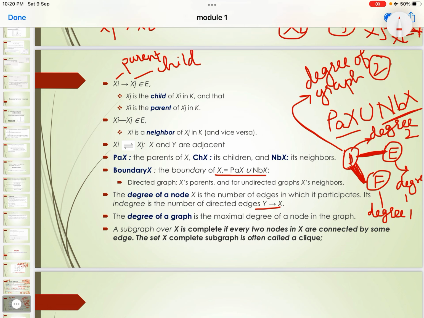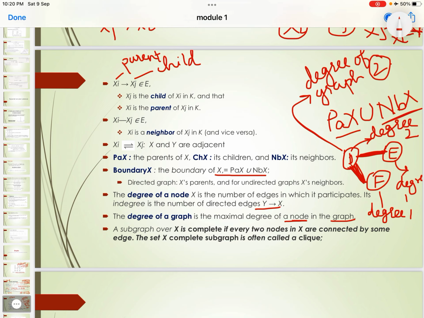Because the maximum degree of a node is the degree of the graph. Maximum degree is of D, that is degree 2. So degree of the graph will be 2. So degree of the node is the number of edges to which it is connecting. And degree of a graph is the maximal degree of a node in a graph.